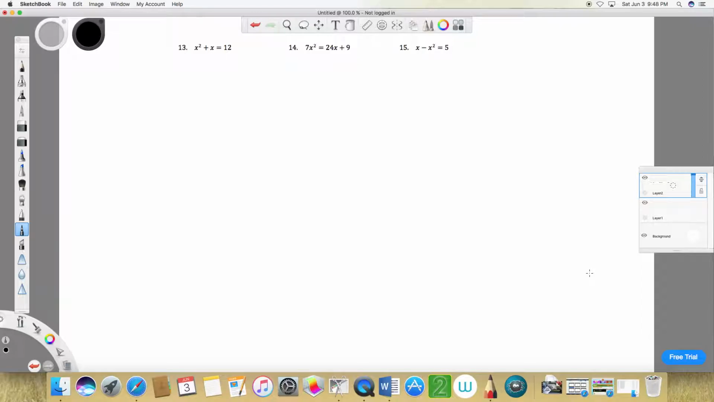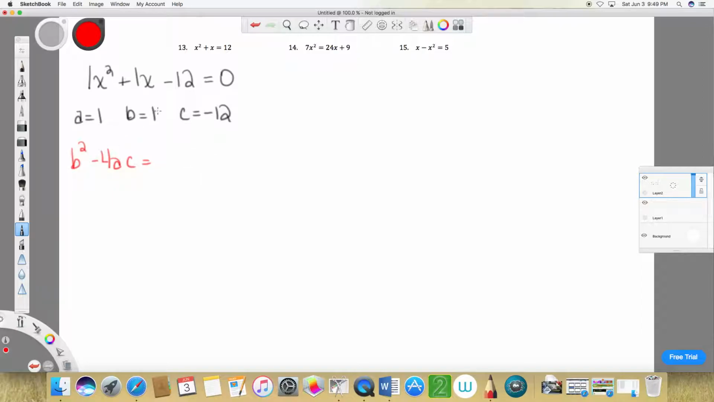So let's write each of these in standard form. In number 13, we have 1x squared plus 1x. Subtract 12 from each side. Minus 12 is equal to 0. Let's identify A, B, and C. And let's go ahead and find the discriminant first. That'll tell us what to expect about the solutions.